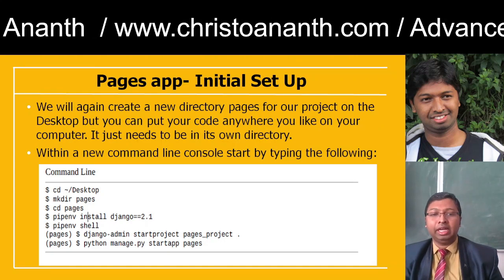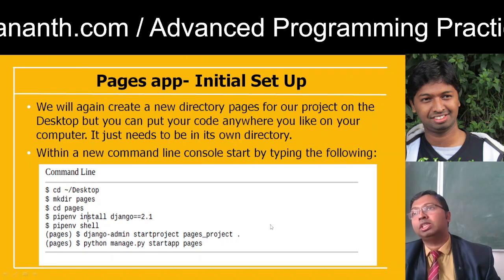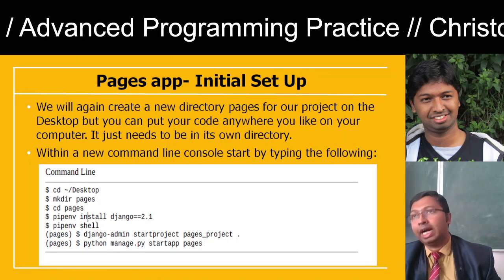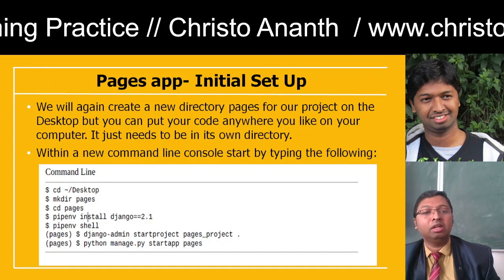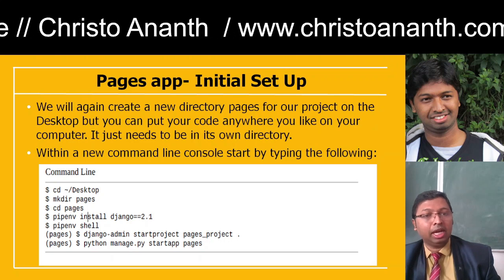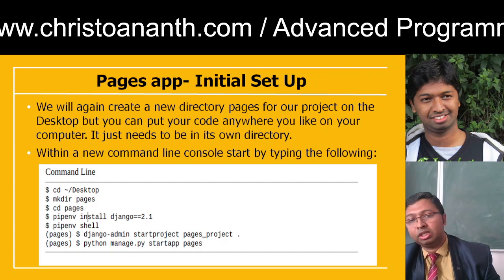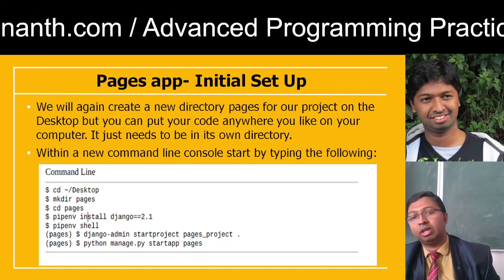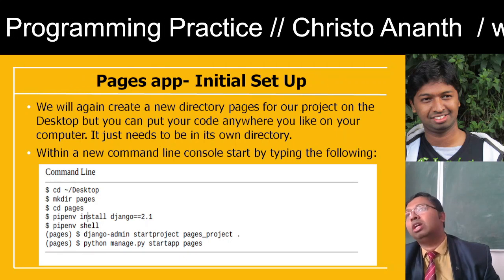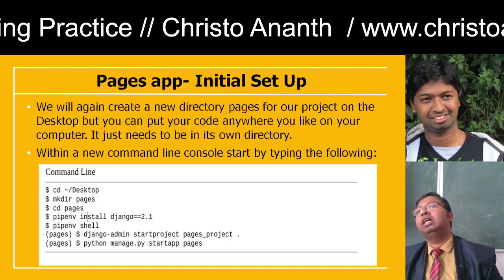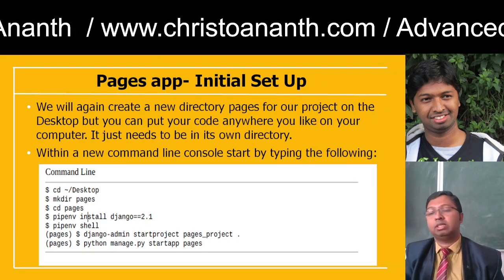pip install Django, the version is 2.1. If you are using a lower version, you type 2.1. If you are using a higher version, then you type 3.7. Then you go for $ pipenv shell. And then within pages you run $ django-admin startproject pages_project. Then within the pages app, $ python manage.py. manage.py is what is used for running the local server. So manage.py startapp pages.